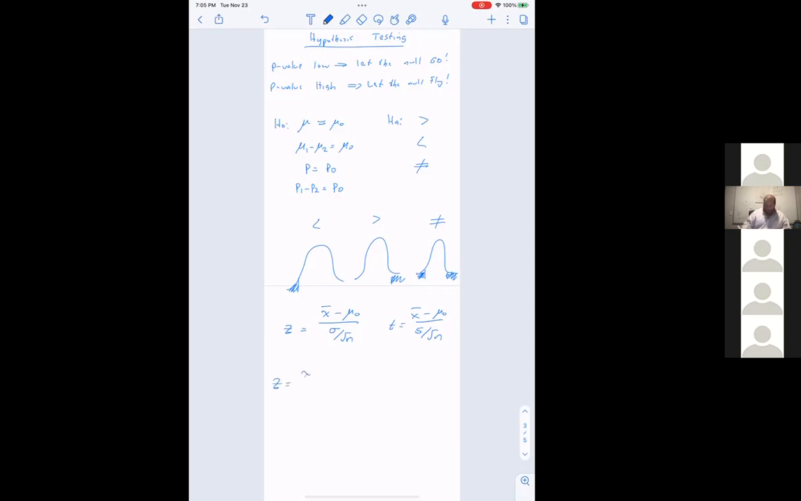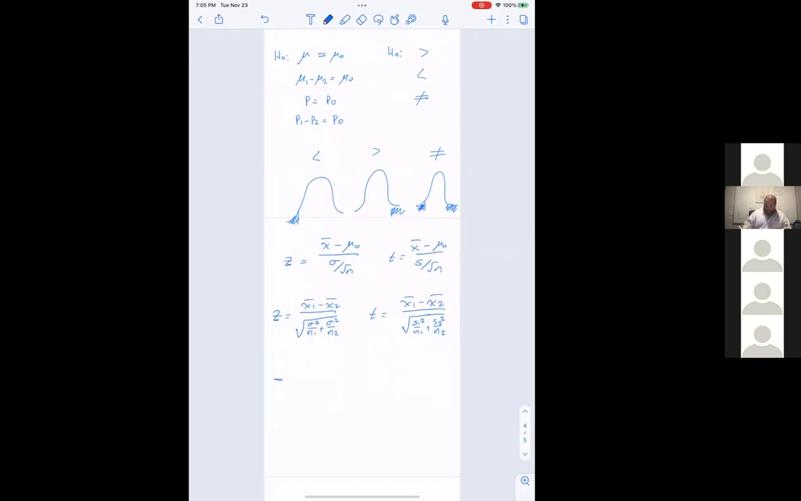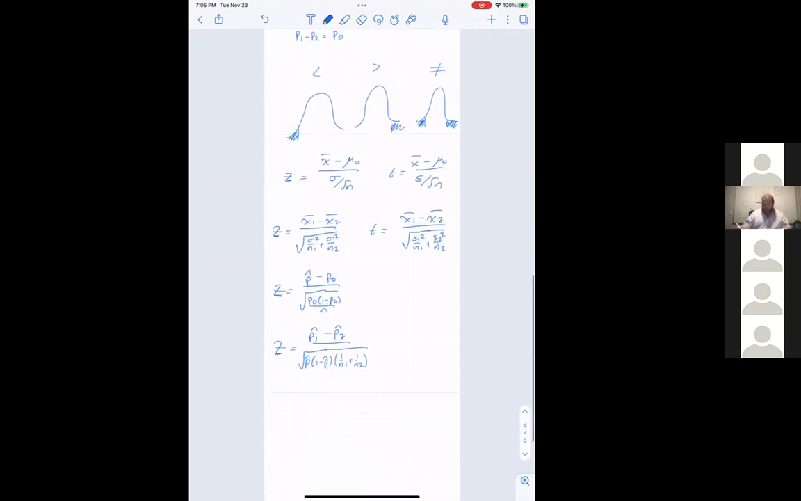Z equals X1 bar minus X2 bar over the square root of sigma1 squared over N1 plus sigma2 squared over N2, or T equals X1 bar minus X2 bar over the square root of S1 squared over N1 plus S2 squared over N2, or we have Z equals P hat minus P naught over the square root of P naught times 1 minus P naught over N, or Z equals P1 hat minus P2 hat over the square root of P hat times 1 minus P hat times 1 over N1 plus 1 over N2. So you should know what P hat is. You should know what all these things are. P hat is just the total number of successes over the total number of trials.